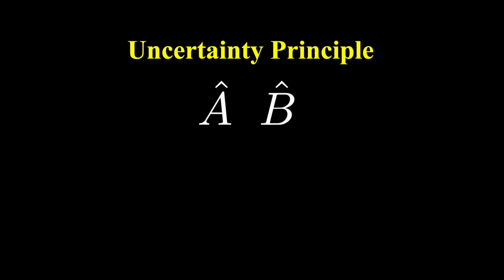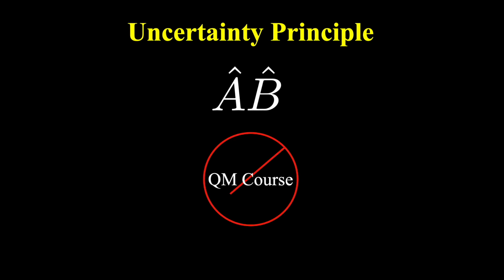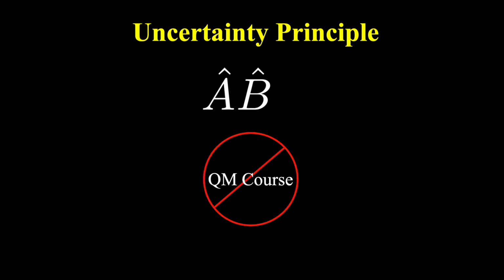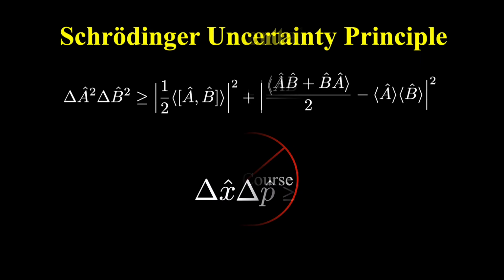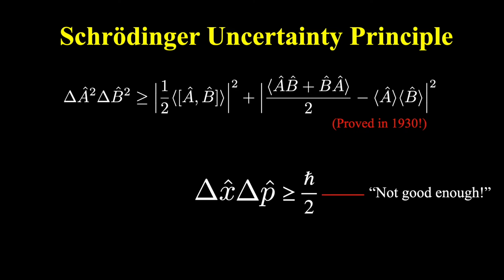I want to tell you about the uncertainty principle that's rarely mentioned in typical quantum mechanics courses, but deserves to be much better known. The Schrödinger uncertainty principle. That's right. Erwin Schrödinger improved the famous Heisenberg uncertainty principle back in 1930, and no one told you about it. I'll show you how he did it and why it was a significant improvement.